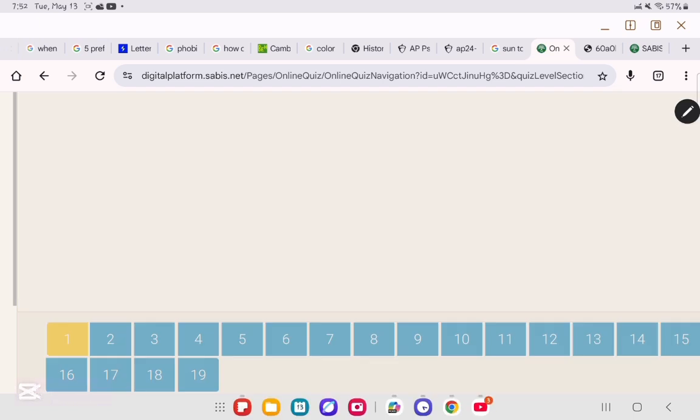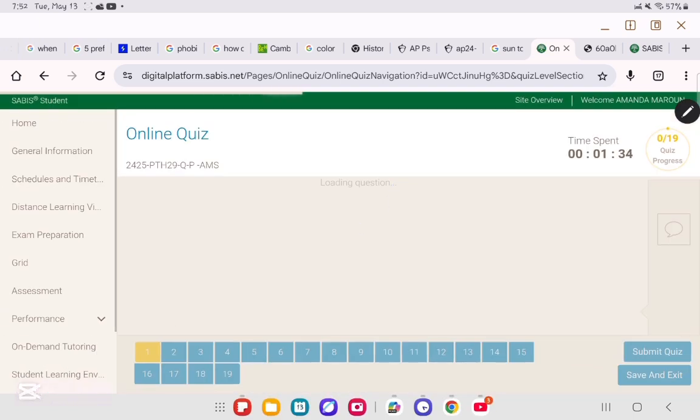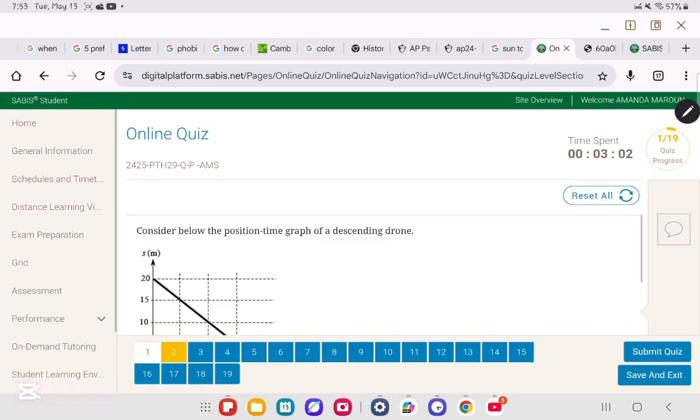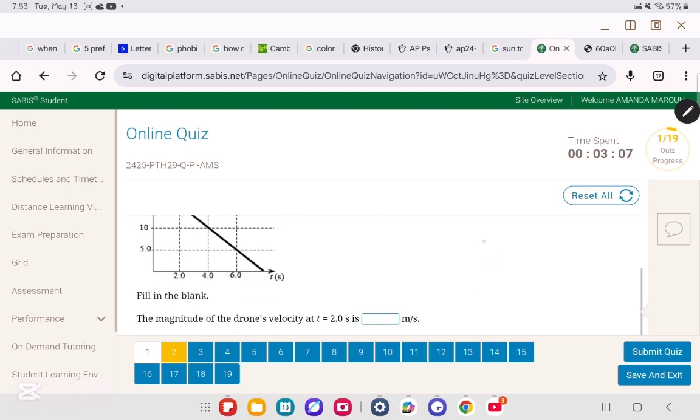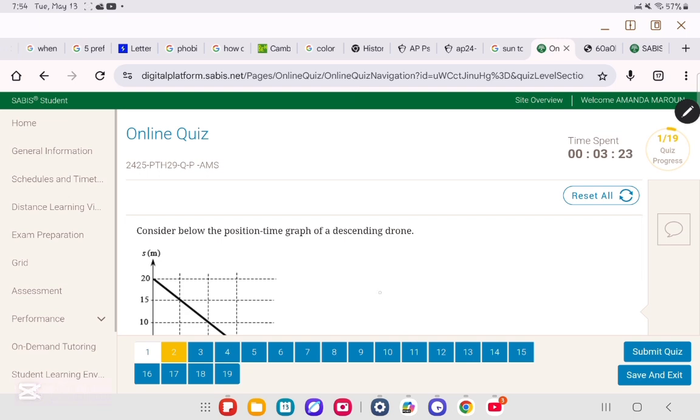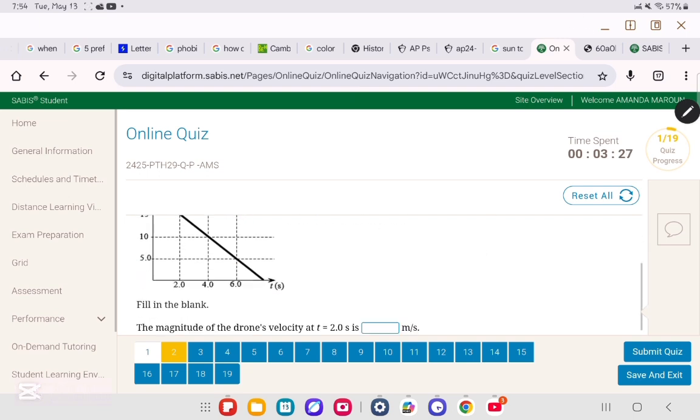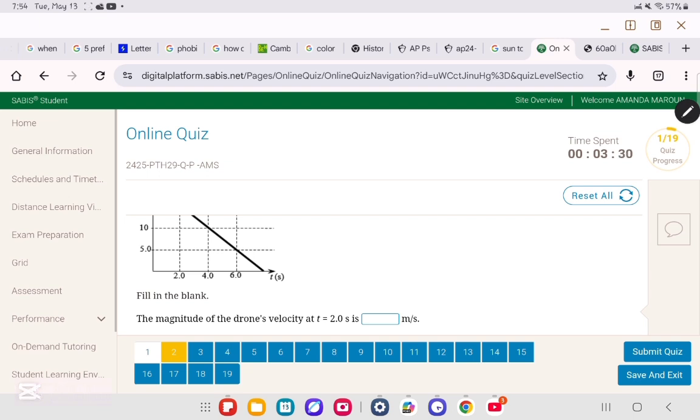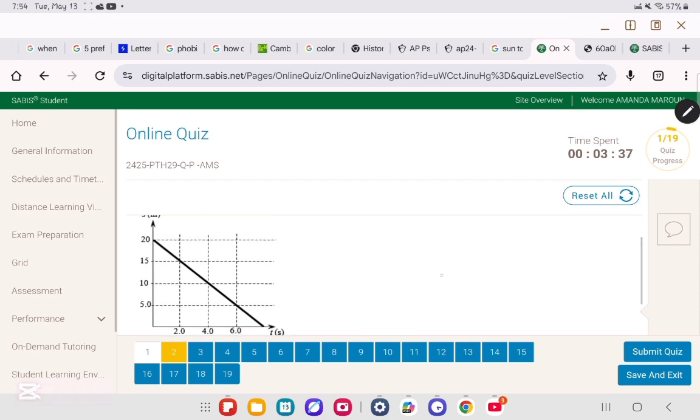We move on to question number 2. Okay, sorry for that, my internet was lagging. So consider below the position time graph of a descending drone. They need what? The magnitude of the drone's velocity. Now here we're not dealing with a speed time graph, we're dealing with a position time graph. So the slope of the graph is going to be what? It's going to be the velocity. Magnitude again means you're going to take it in absolute value.